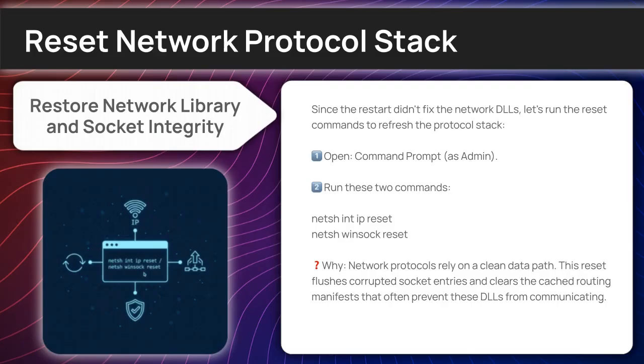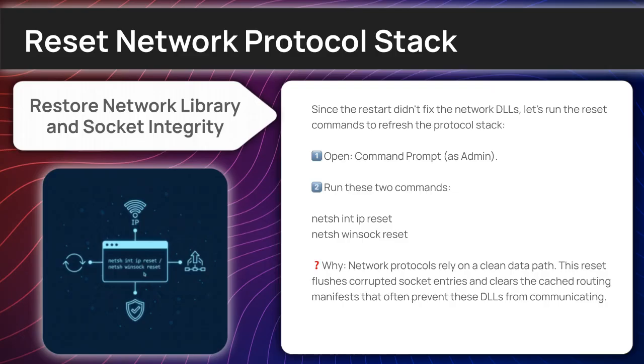Open command prompt as admin, then run these two commands. First, type netsh int ip reset, then hit enter. Second, type netsh winsock reset, then hit enter again.